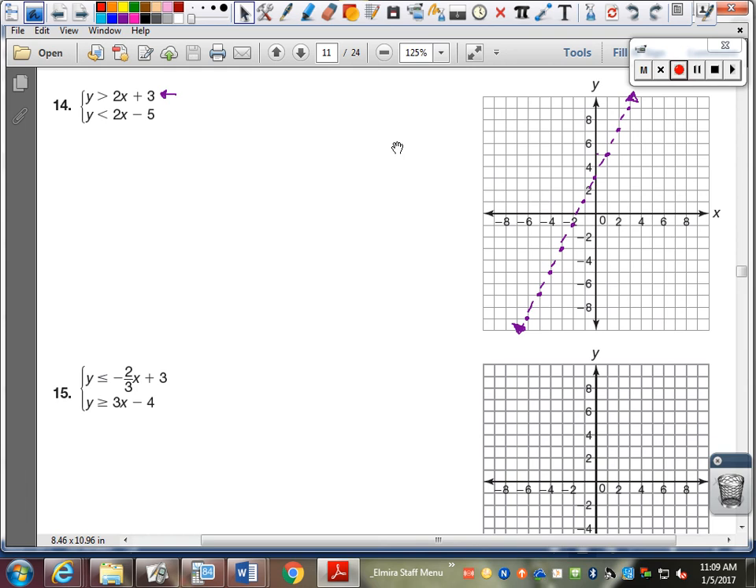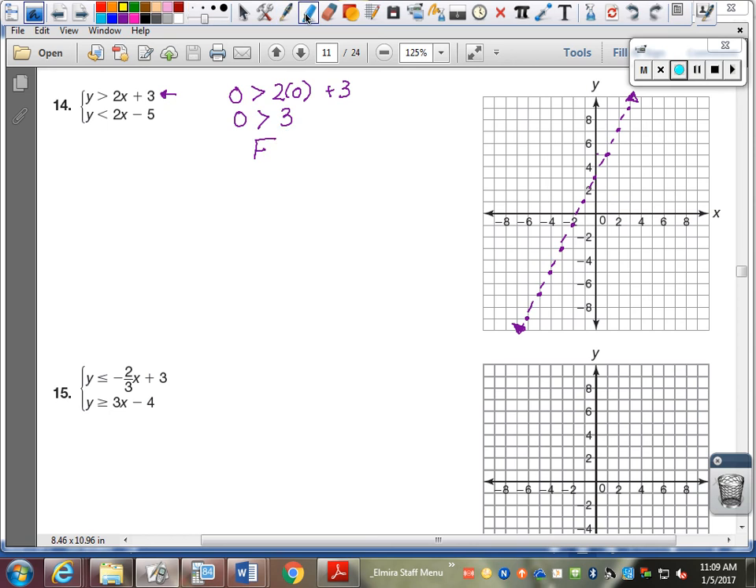Okay, coloring. How do you tell which way to color? The more I get into this year, the more I like the 0, 0 method. If I'm doing this first equation, I'm going to sub in 0 for x and y: is 0 greater than 2 times 0 plus 3? 0 plus 3 is 3. Is 0 greater than 3? No, that's false. It is not.